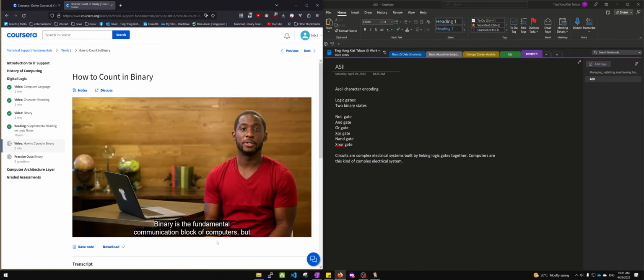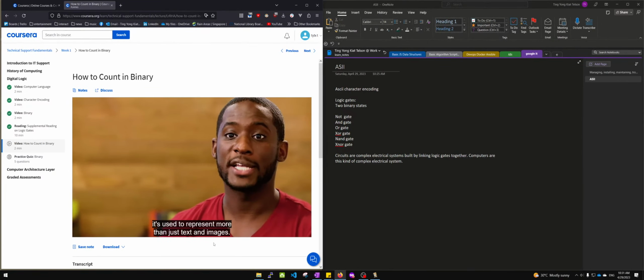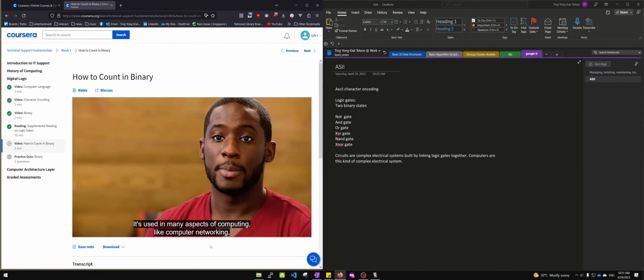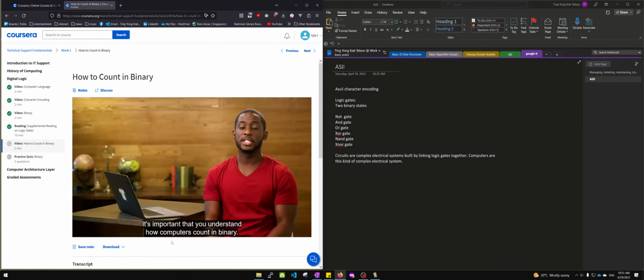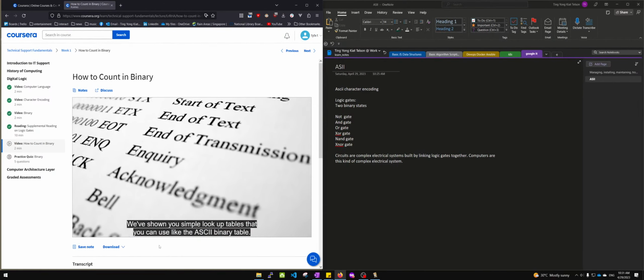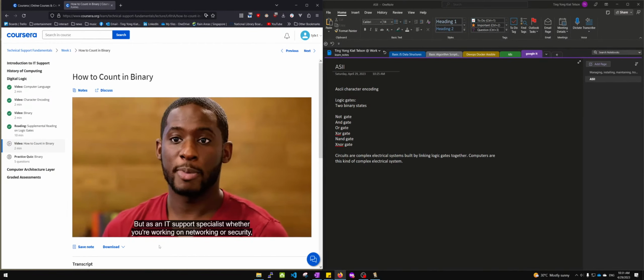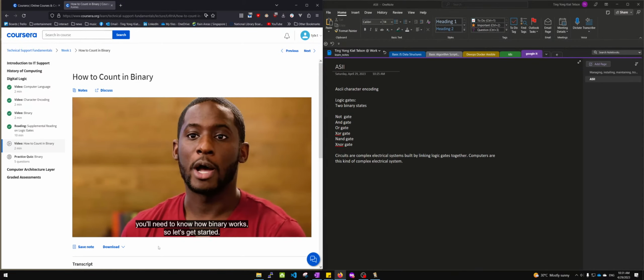Binary is the fundamental communication block of computers, but it's used to represent more than just text and images. It's used in many aspects of computing like computer networking, which you'll learn about in a later course. It's important that you understand how computers count in binary. We've shown you simple lookup tables that you can use like the ASCII to binary table, but as an IT support specialist, whether you're working on networking or security, you'll need to know how binary works.